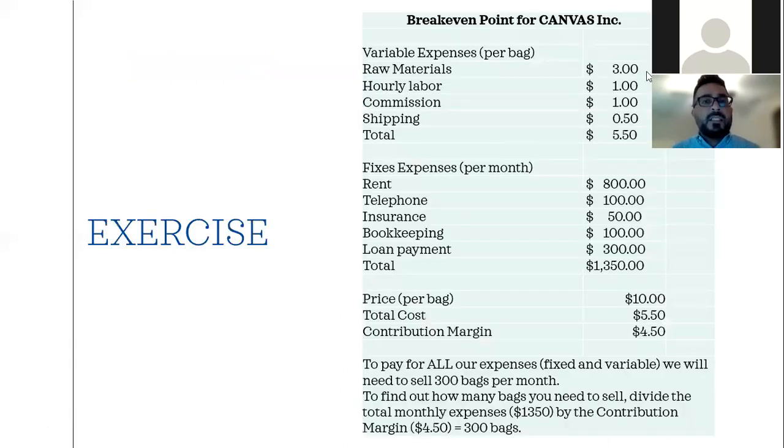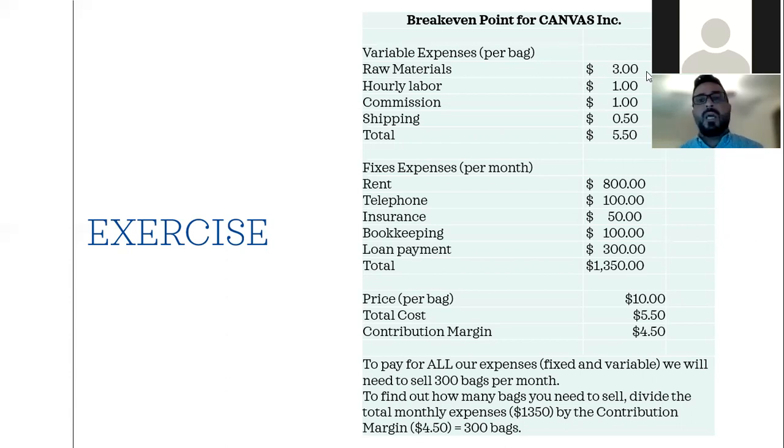Now, this is a sample of the exercise that we did during the first workshop. Basically what we did was we tried to figure out the break-even point for this canvas business, right? And we said that we're going to sell these tote canvas bags for $10, right? And we knew that we had variable expenses and that we had fixed expenses. These variable expenses were related to raw material, labor, commission, shipping, right? This is what we call the cost of goods sold, right?